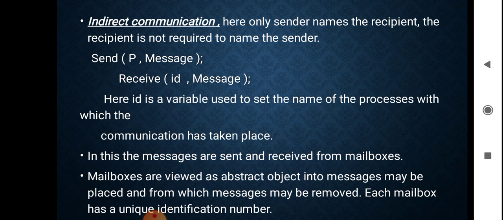So in this indirect communication, the messages are sent and received from the mailboxes. So what is a mailbox here? The mailboxes are viewed as an abstract object. Into this, messages may be placed and from which messages may be removed. As usual in our Gmail we send and receive mails, right? So the same, mailboxes are nothing but an abstract object where we place and remove the messages. Each mailbox has a unique identification number, that is nothing but the ID here.